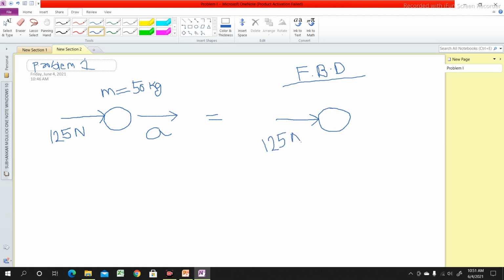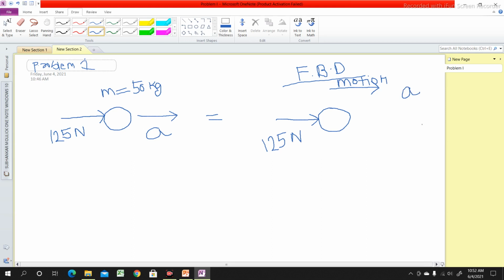Okay. Now due to this external force, what will happen? The body will move. Say suppose the body is moving in this direction. So this is the motion of the body. This is the direction of motion of the body. So the body is moving along positive x direction with acceleration A.